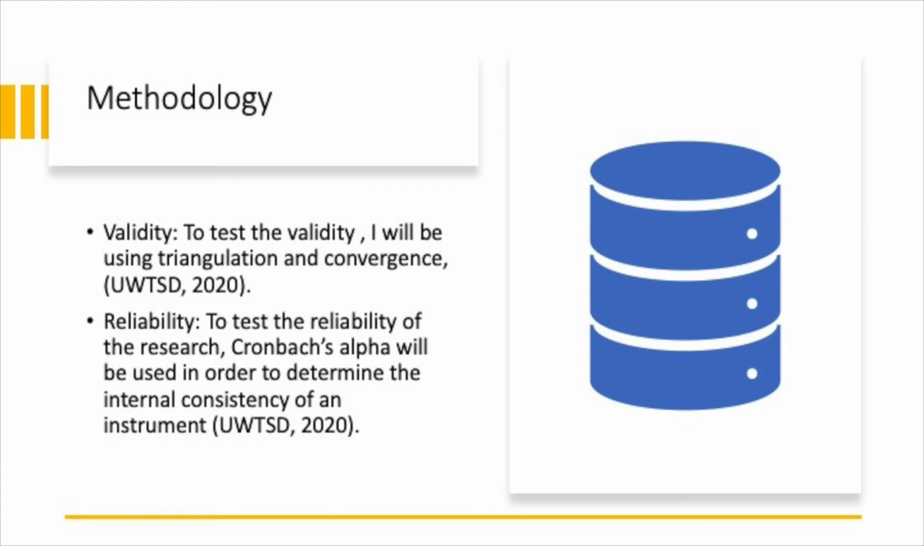Validity and reliability. To test the validity of the research, I'll be using triangulation and convergence, and this occurs when the instrument measures concepts similar to that of other instruments. I am aware that if there are no similar instruments available, this will not be possible to do. And to test the reliability of the research, Cronbach's alpha will be used in order to determine the internal consistency of an instrument. The alpha's result is a number between 0 and 1. An acceptable reliability score is 0.7 or higher.